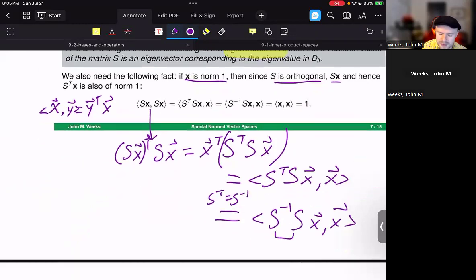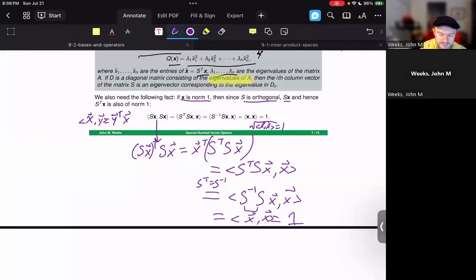And the inverse of any matrix times itself is just the identity, leaving the vector x. And that's going to give me something of length 1, because I started with saying that the norm of the vector x was 1. That is, the square root of the inner product of x, comma, x is equal to 1. So the inner product of x with x has to also equal 1.